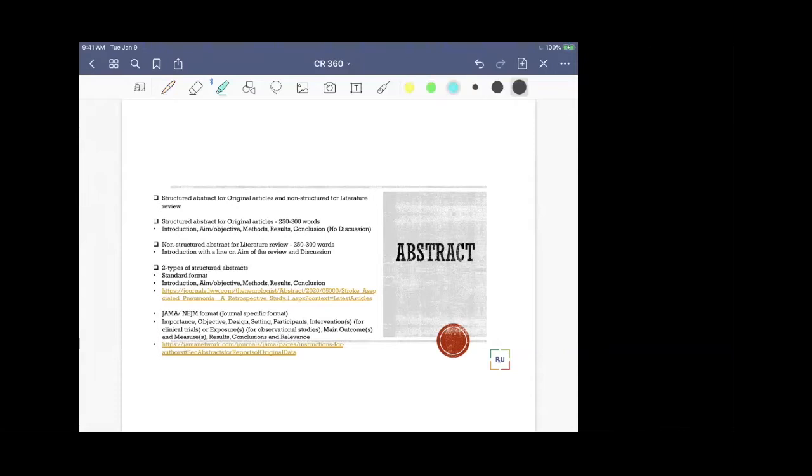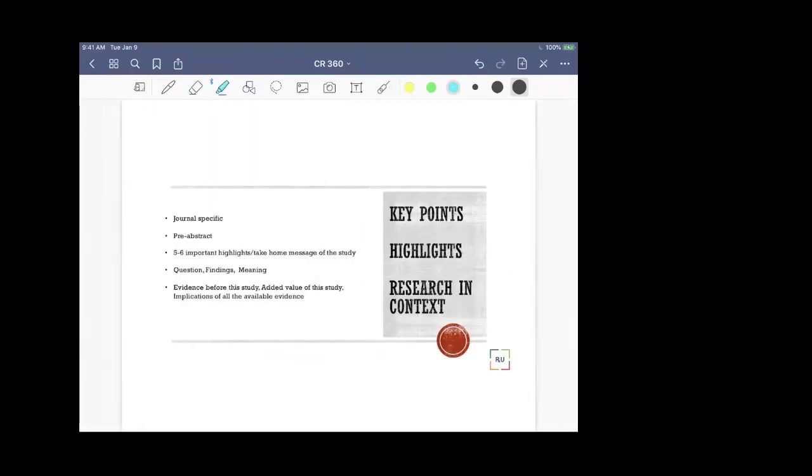Let me quickly tell you a few things about the abstract. The writing skill for an abstract differs by the type of research. For example, an abstract for an original article is different from an abstract for a literature review. Basically, we divide abstracts into structured and non-structured, and structured abstracts are of two types: the standard format and specific journal-related formats. We covered those in the previous session. After you finish your project, you also have to prepare your highlights. That is also something we covered.